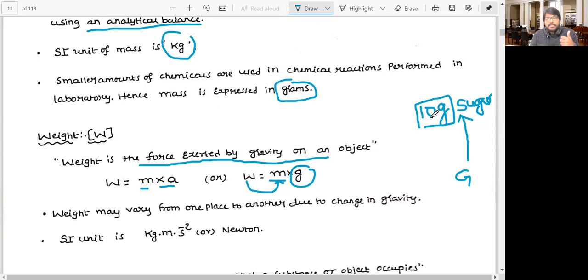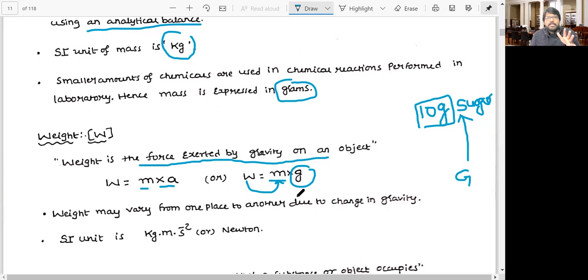Yes, once 10 grams is separated, then it is constant. But for example, there is a sugar bag and I'm taking 10 grams. Next time I'll take 20 grams. Third time I'll take 30 grams. What I'm trying to convey is, as long as you are on Earth, gravitational force g is constant. Now, in this situation, W is directly proportional to M. If you separate 10 grams of sugar, W is directly proportional to 10. If you separate 20 grams, weight is directly proportional to 20.